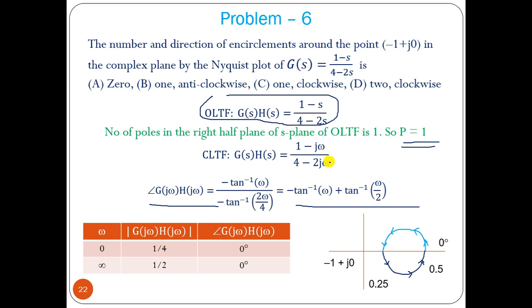Magnitude will be what? If we put omega equal to 0, it will be 1 by 4. If we put omega equal to infinity, it will be 1 by 2. This is the value. And at omega 0, it will be 0 degree. Omega equal to infinity, minus 90 plus 90, so it will be 0. So it will be starting from this point, 0.5.